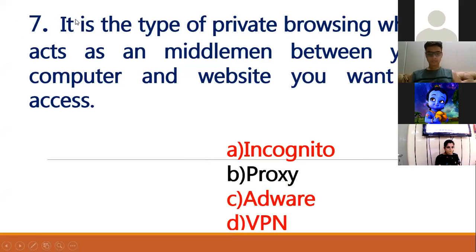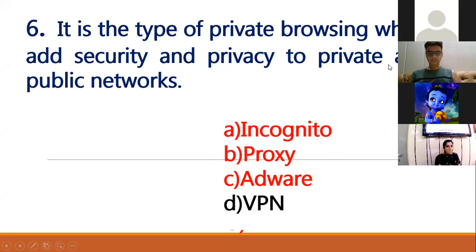VPN adds security to private and public networks. Incognito mode is a different kind of browsing where your information is not tracked and cookies will be disabled.